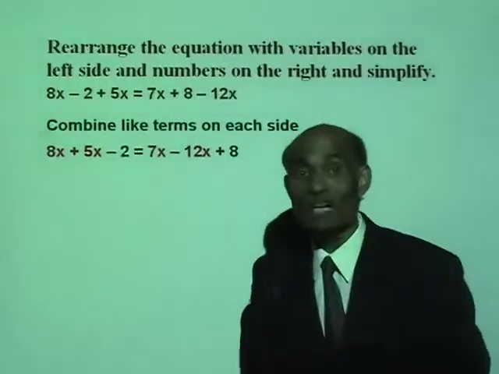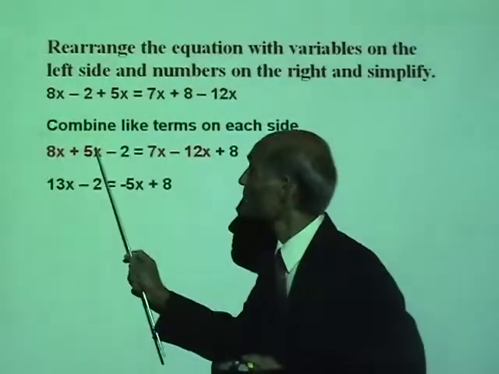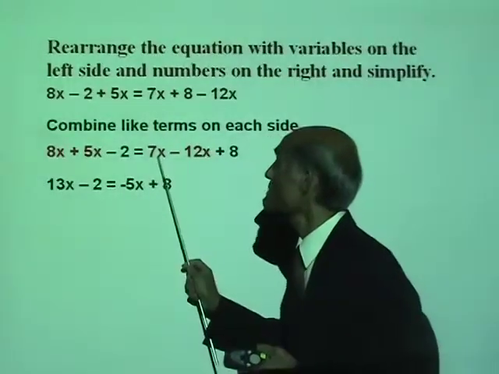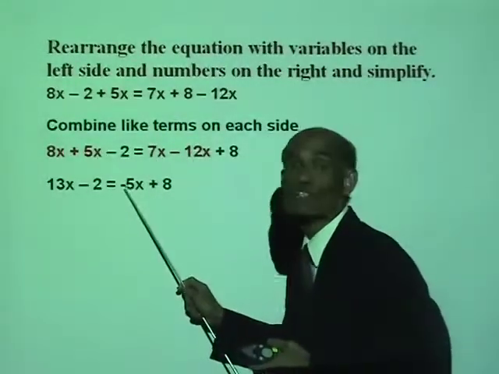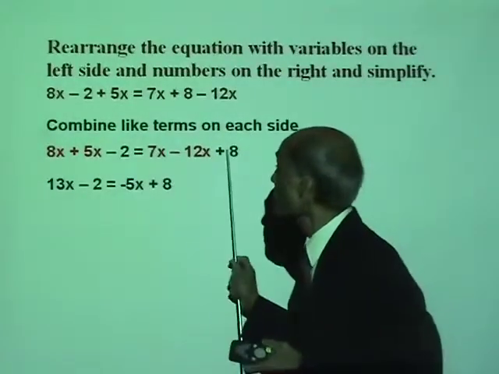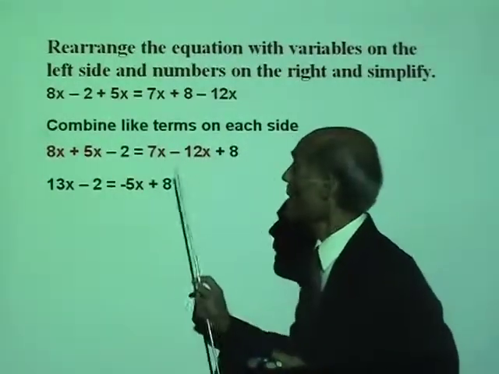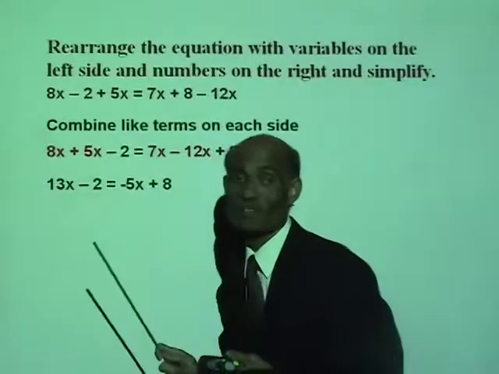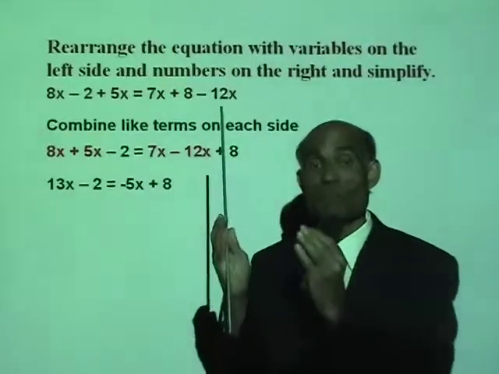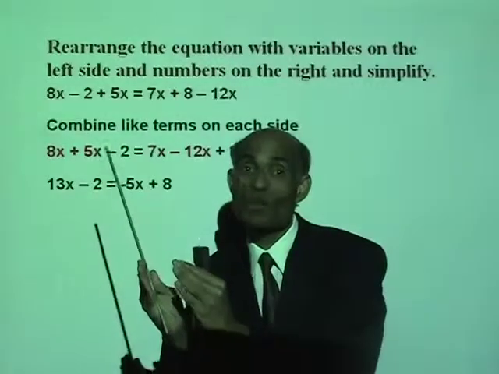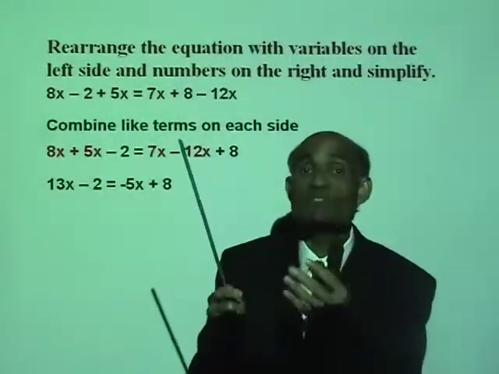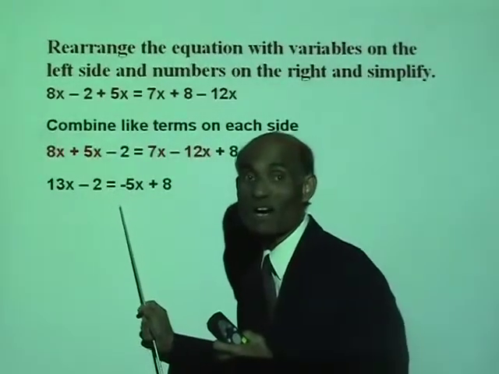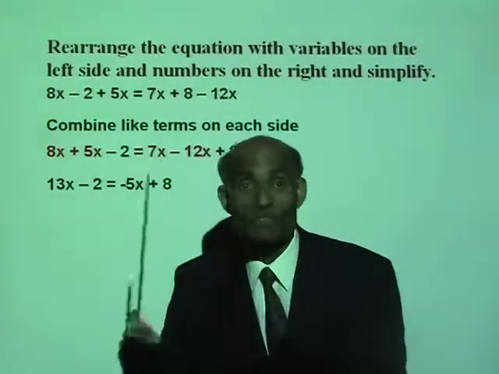They are like terms. 8x plus 5x is 13x. Minus 2 equal to 7x minus 12x is negative 5x plus 8. Now, I want the negative 5x to move from the right to the left. What would that become? A term, when it moves from one side of the equation to the other, will change its sign. A negative 5x, when taken from the right side to the left, will become a positive 5x.